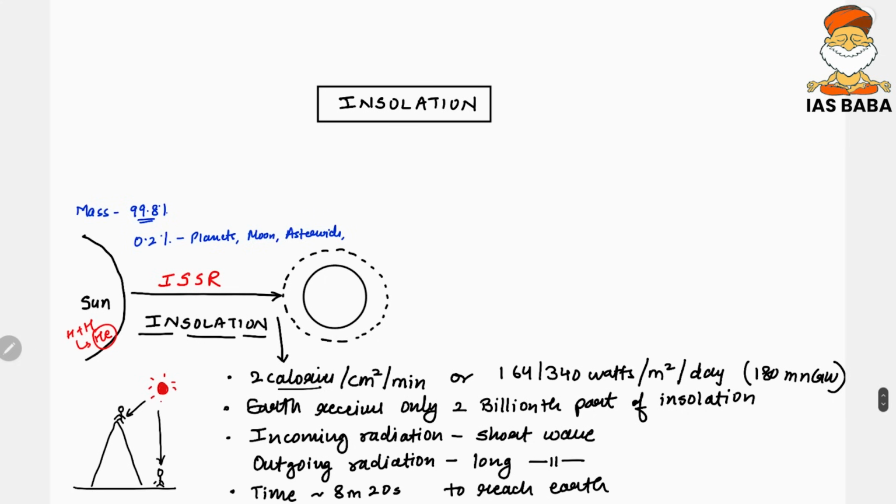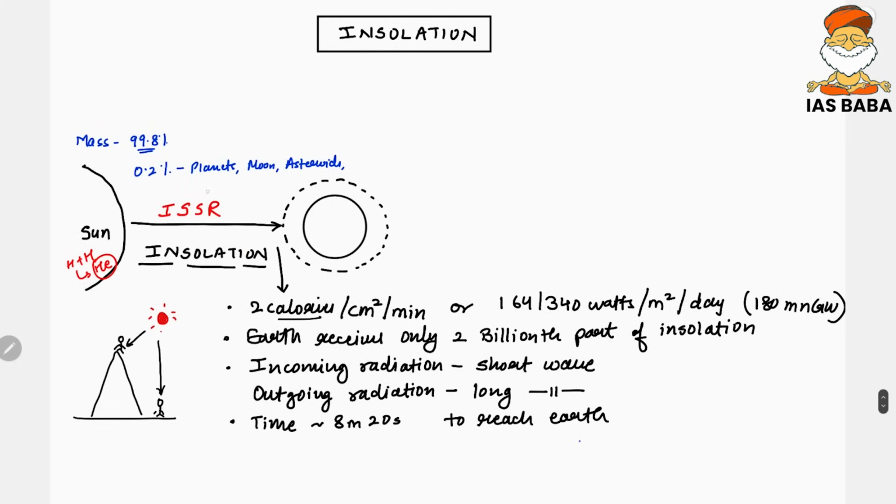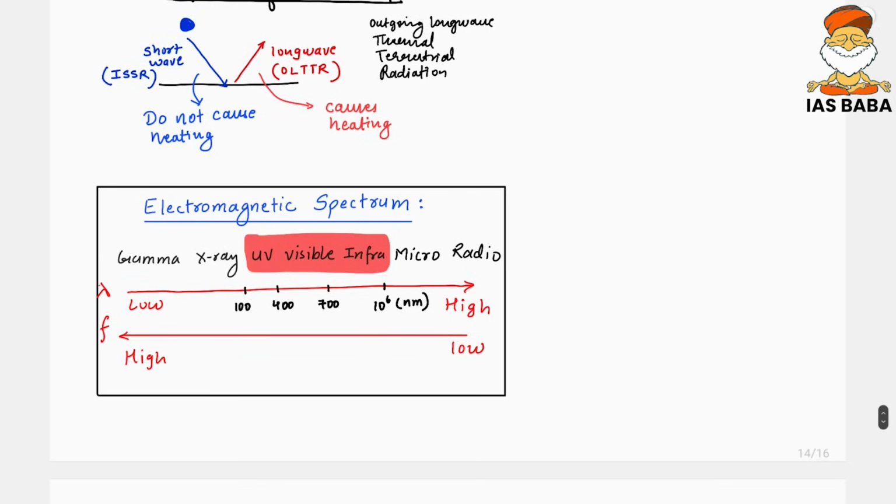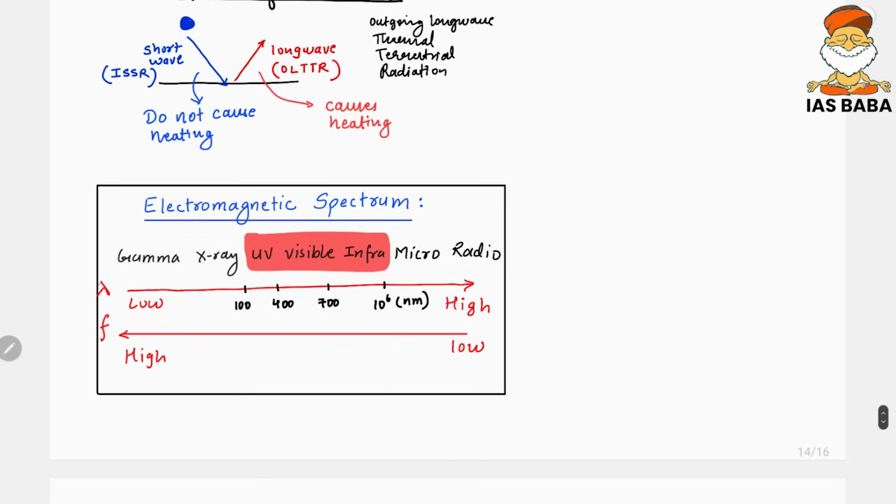You can see in this case also that the insolation, the incoming short wave solar radiation that is coming, is basically the one that is reaching the surface.